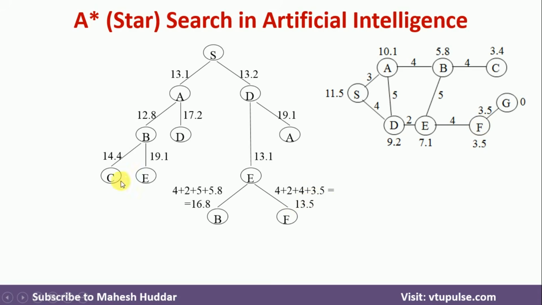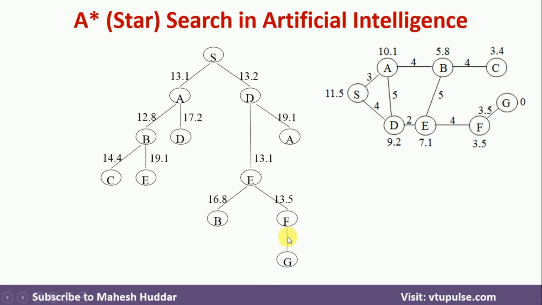Now if I consider all the leaf nodes again, this 13.5 is the minimum here. So I will consider this particular node and its successor is G here. Because G is a goal node, I will stop here. So the path to reach G from S is S to D, D to E, E to F and F to G here. So this is how we can apply A star search algorithm to the given problem so that we can go from source node, or you can say the initial node, to the goal node in this case.